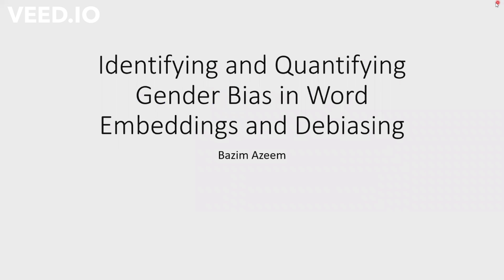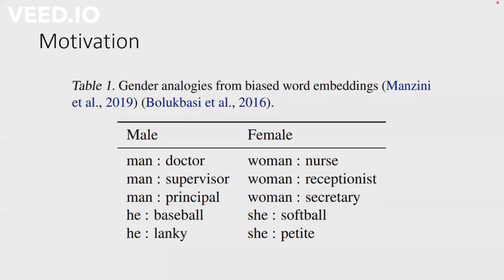This is a short video presentation on identifying and quantifying gender bias in word embeddings and debiasing these word embeddings. Word embeddings can often propagate social biases such as those found in gender, race, or religion. This table shows some of the gender analogies that have been generated from biased word embeddings. This sort of behavior can often be undesirable, and it is often useful to remove this behavior.